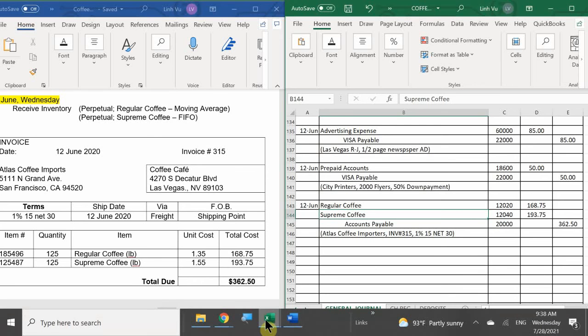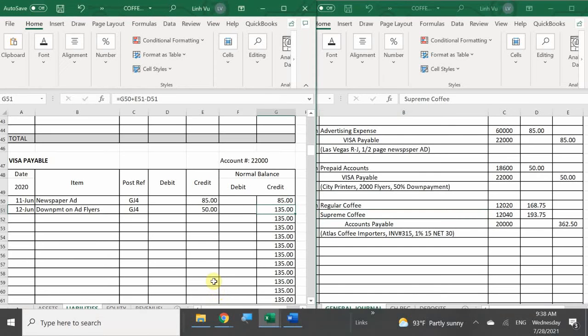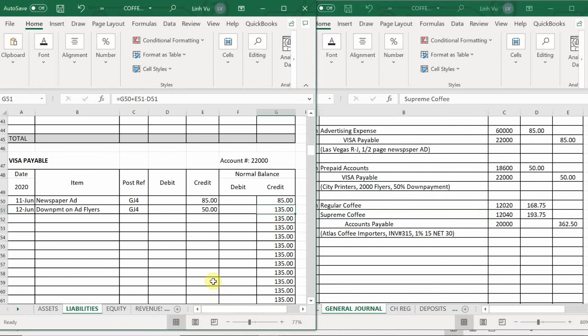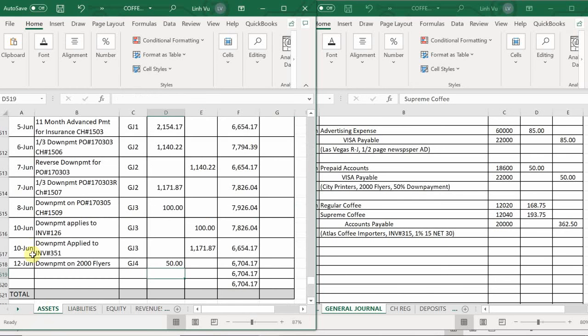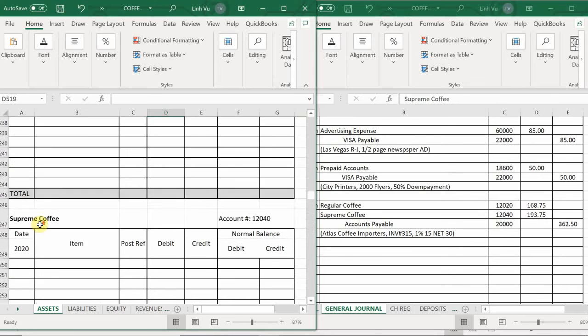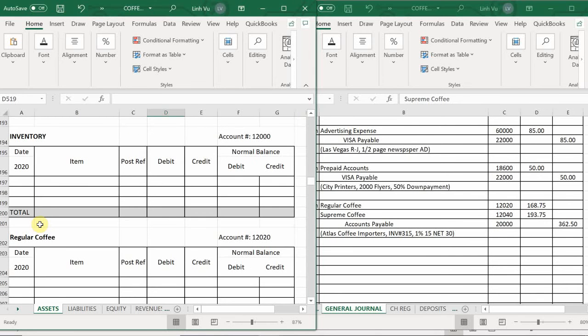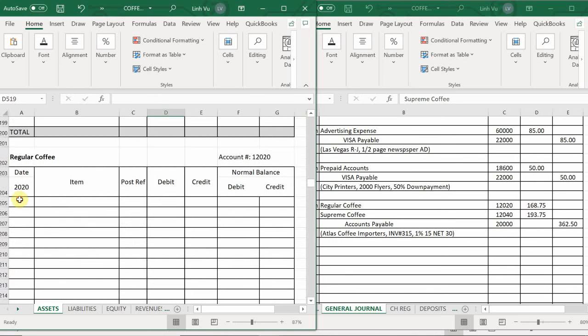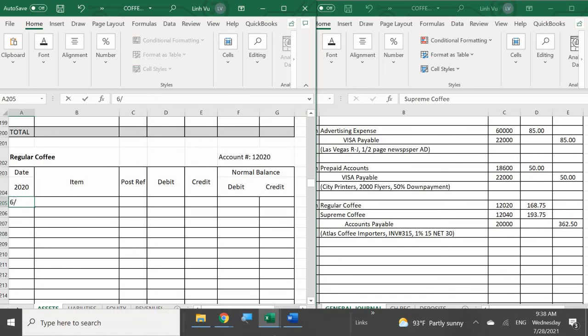So, as I've mentioned earlier, we're going to go ahead and update our general ledger. This is where I'm going to complete more details on each item that we purchased. In this case, assets, right? We bought some inventory. So here we are, regular coffee, and I'm going to indicate the date is the 12th, right?